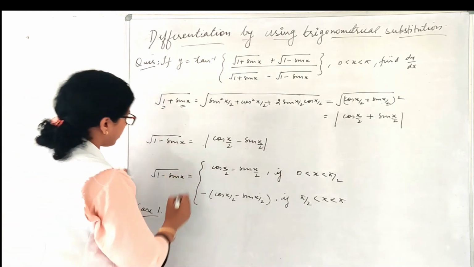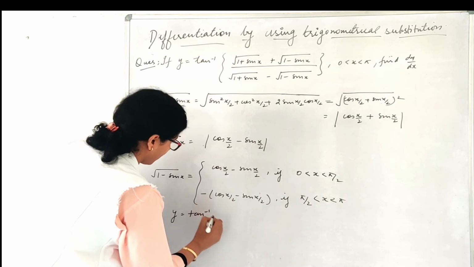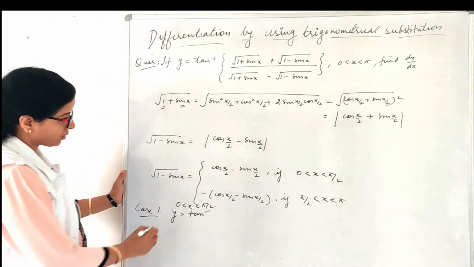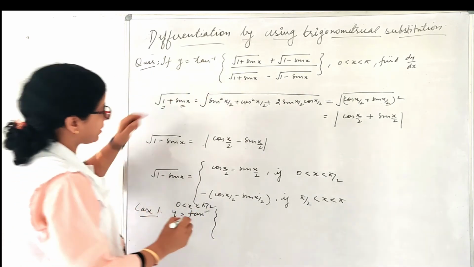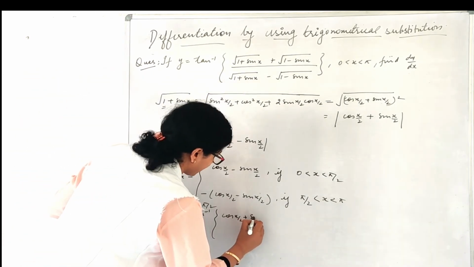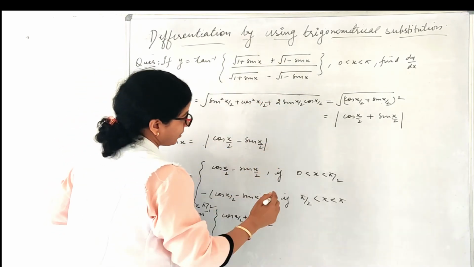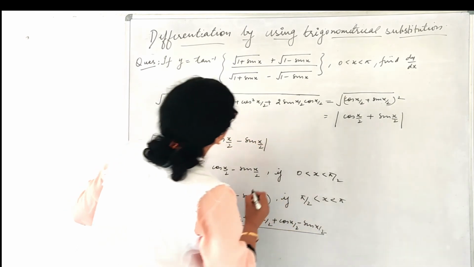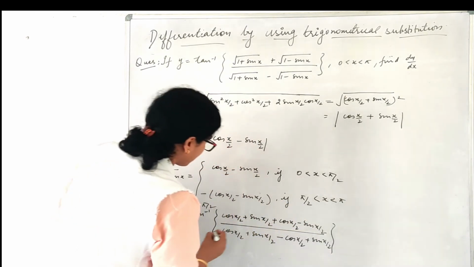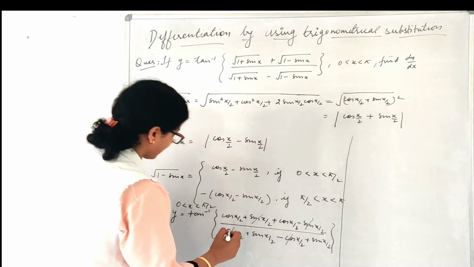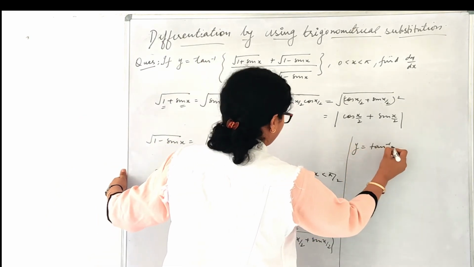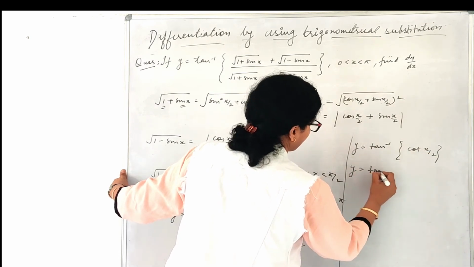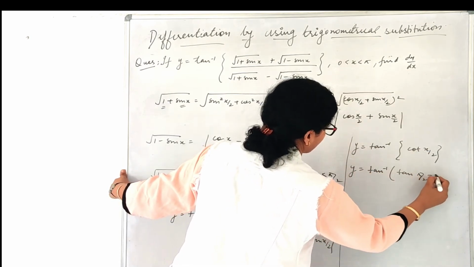Case 1. In that context, y is equal to tan inverse. So we are talking about the case when my x belongs to 0 to pi by 2. So y is tan inverse. Now this can be written as cos x by 2 plus sin x by 2. Right? But this part can be written as cos x by 2 minus sin x by 2. Similarly, we will substitute the value with minus. Now let us solve this part. Cancel. This can also be cancelled. Y is equal to tan inverse cot x by 2. So y is equal to tan inverse tan of (pi by 2 minus x by 2).